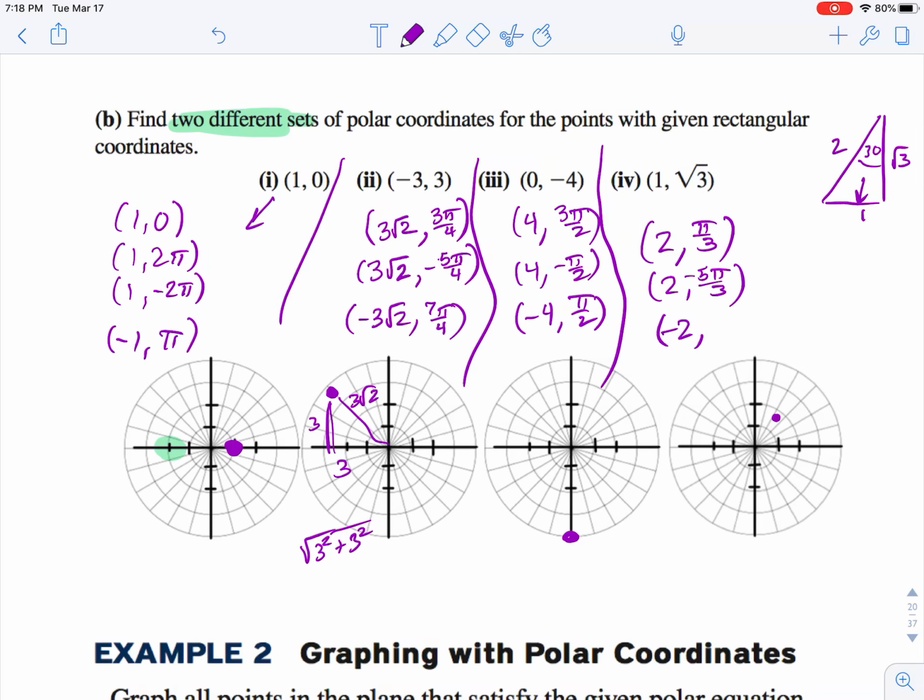And let's see, I could do a negative angle as well. I could make it say negative 2 pi over 3.